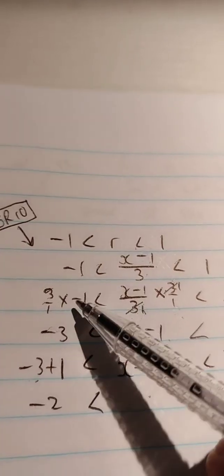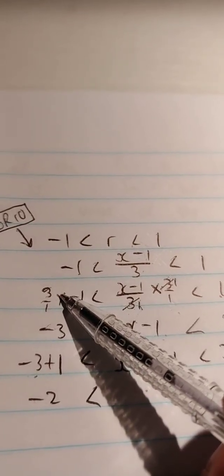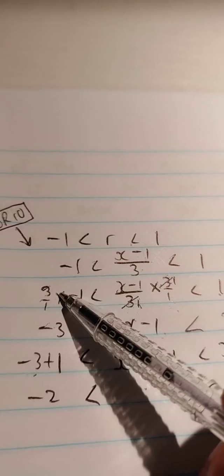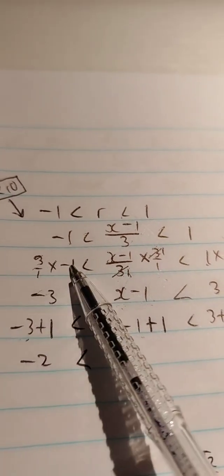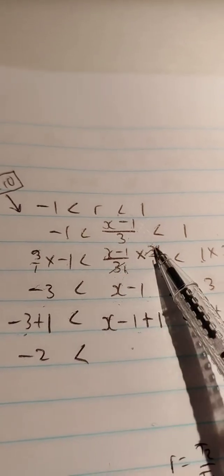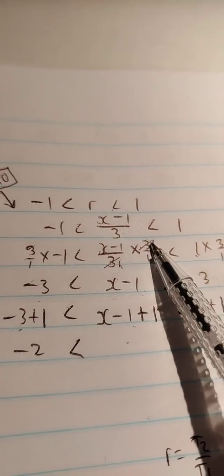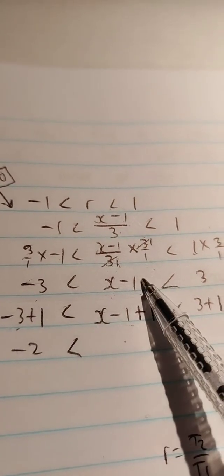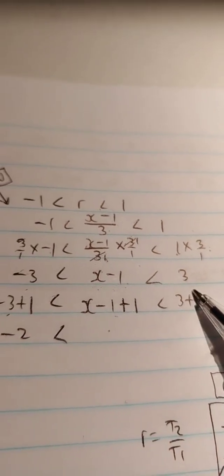Okay, and right, multiply by 3 as well. Then after that you proceed. 3 times negative 1 is negative 3. Then this 3 and this 3 leads you to 1. Okay, and you're left with x minus 1 times 1, which is x minus 1. 1 times 3 gives you 3.